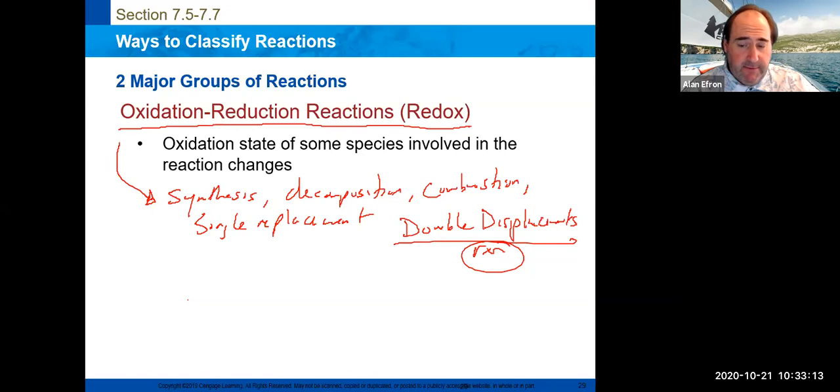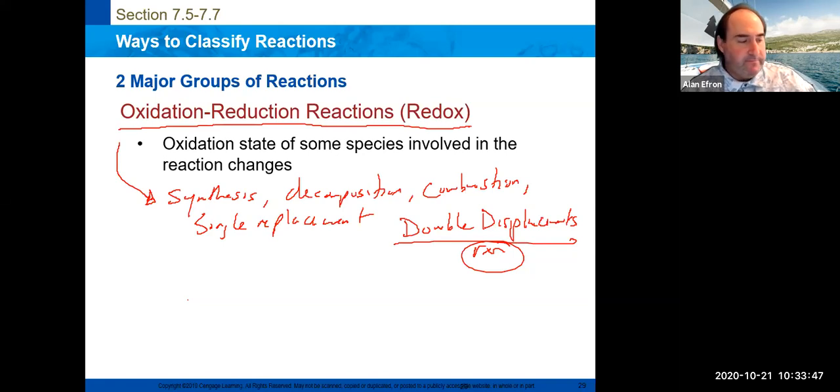Okay, so we've been talking about chapter 7, which is types of reactions and ways to classify reactions. And last time we talked about several different classifications of reactions. As we talked about last time, you can definitely classify the same reaction in many different ways. So what we really looked at last time was the big umbrella of redox reactions. And redox reactions are essentially oxidation reduction reactions.